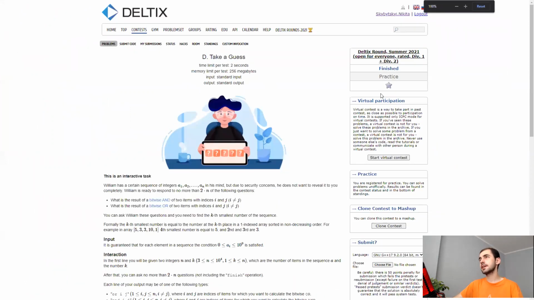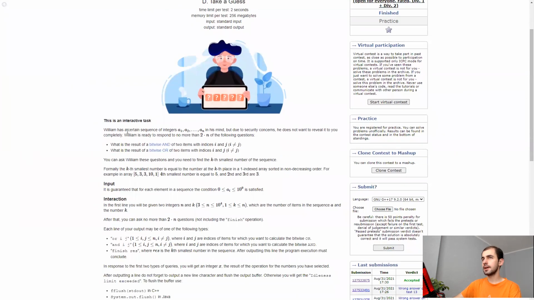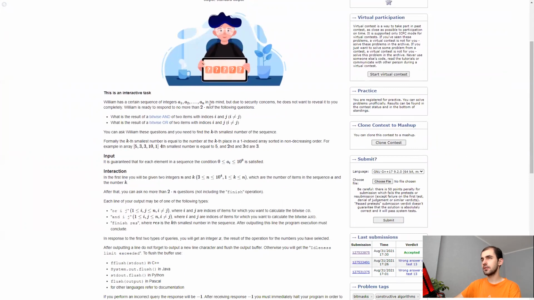Let's take a look at the second problem that comes from very recent Delta's summer round. Problem D, take a guess. So we have a hidden array. We can make two AND queries of the following form. We can either query bitwise AND or bitwise OR of two numbers. That's all we can do.